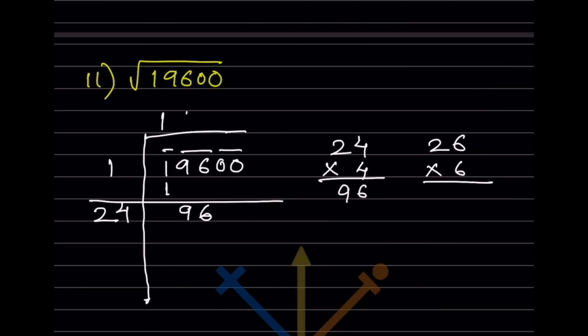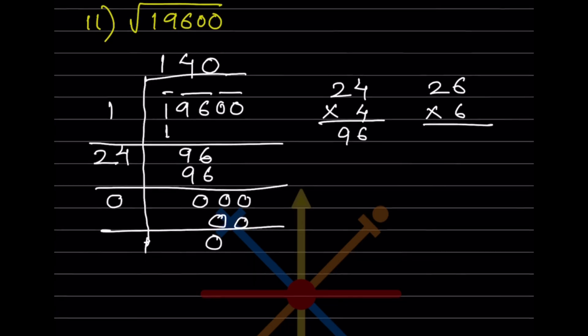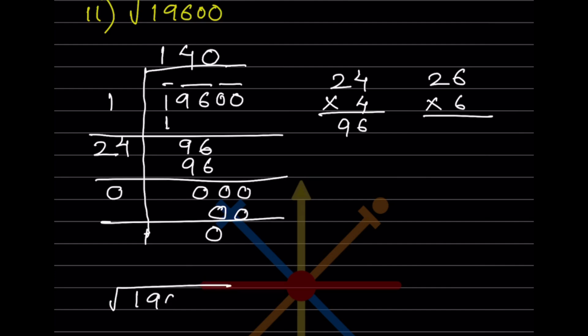So here we get 0. So this also will be 0 0. Since we have taken these 2 zeros here, you are going to write here 1 0. So here should be 0. So you will write here root of 19600 is 140.